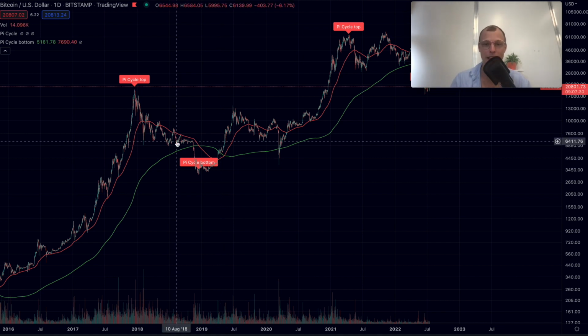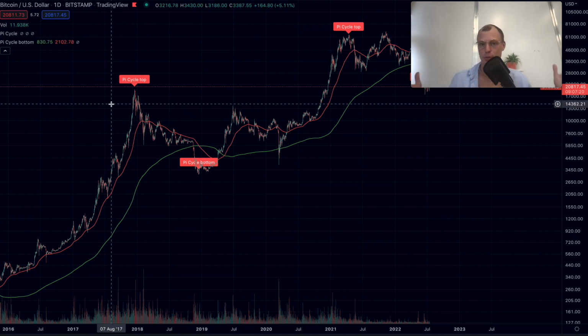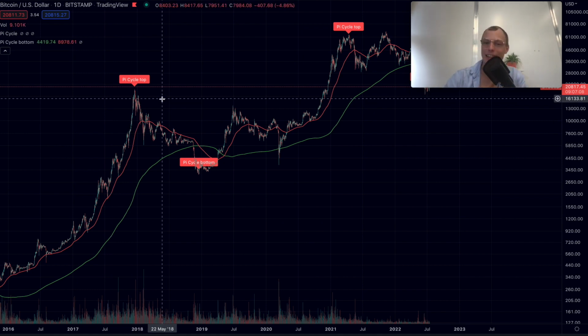But guys, now it's getting interesting, because what they've seen is that with the bearish cross, with the 350 and 111, you get these awesome tops, exactly tops pointed out in the Bitcoin price. But if you look at the bullish crosses of the same indicator, it is not predicting the exact bottom, or at least it's not flashing at the exact bottom.